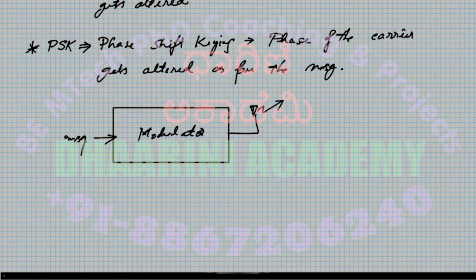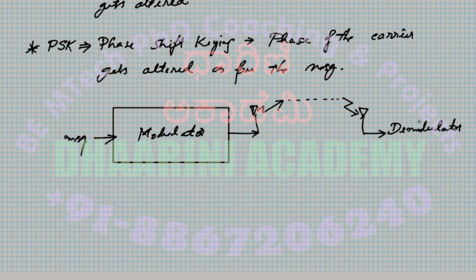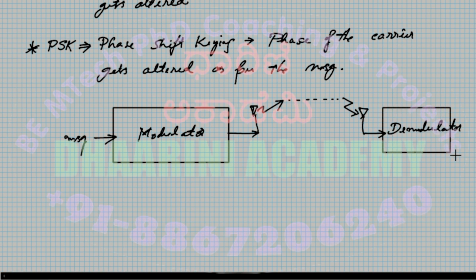All right. Similarly, this will propagate through the channel, and on the other side, it will be received by a receiving antenna near the receiver, right? And this signal is given to another part or another circuit that is called a demodulator. So whatever operation has been carried out inside the modulator will be reversed in a demodulator, and we get the message signal back. Okay. So this is a fundamental idea.